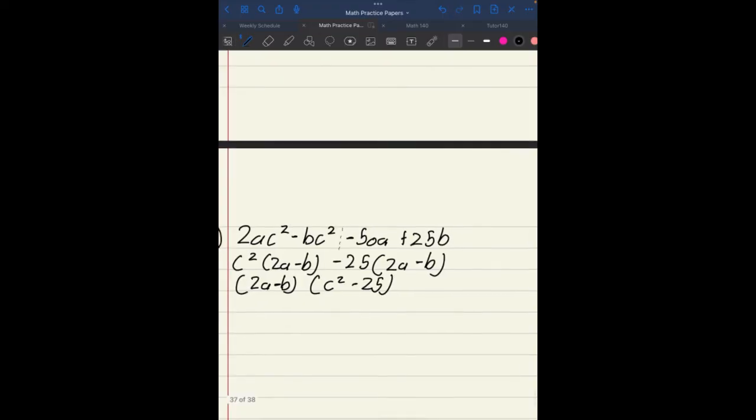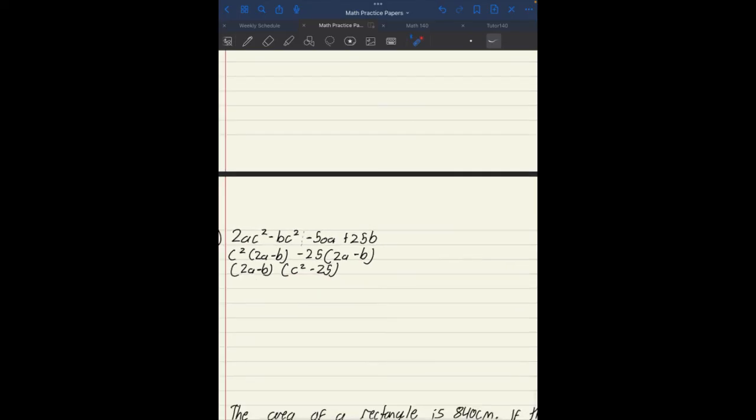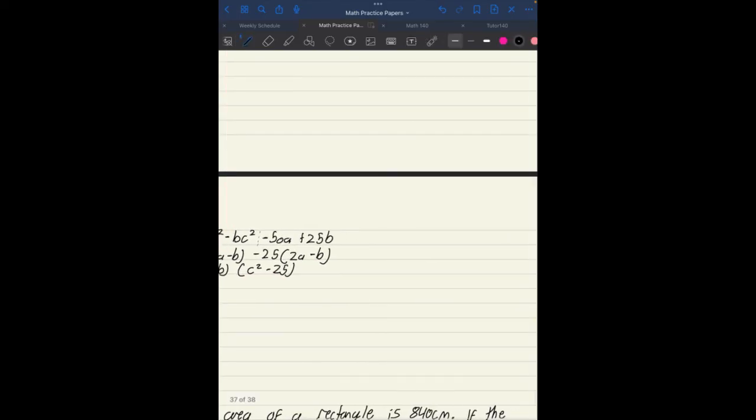But these aren't finished yet, because you see this? This could factor some more. If we recall the difference of two squares, a squared minus b squared is equal to a minus b, a plus b.